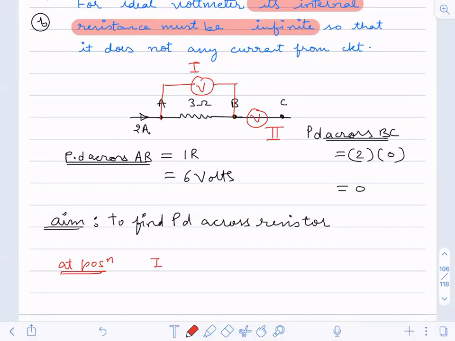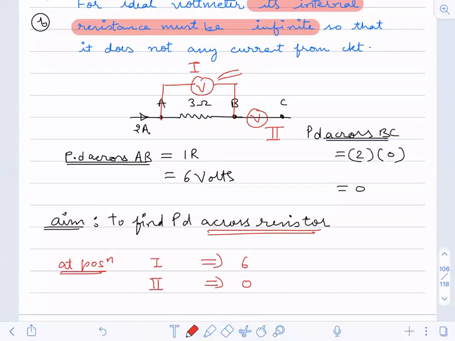Will this voltmeter give me a reading of 6? And if you connect at 2, what will be the potential reading? It will be 0. Where did you want it? Across A and B. Okay, across A and B you want it. So where will you connect? Like this.